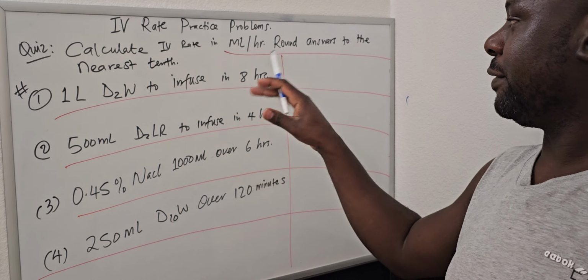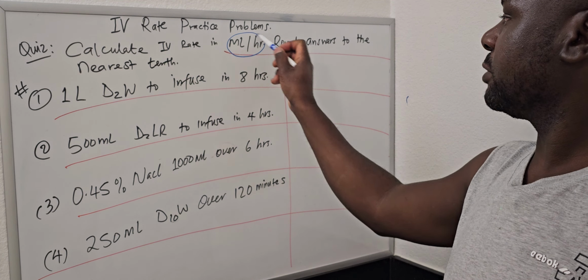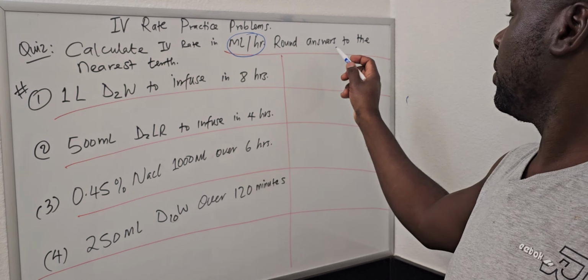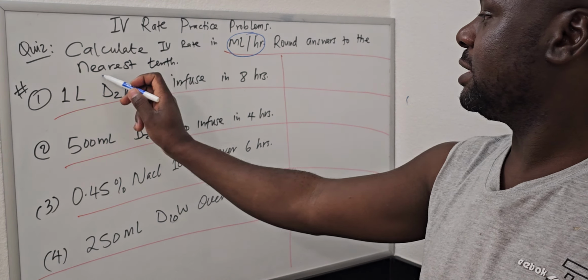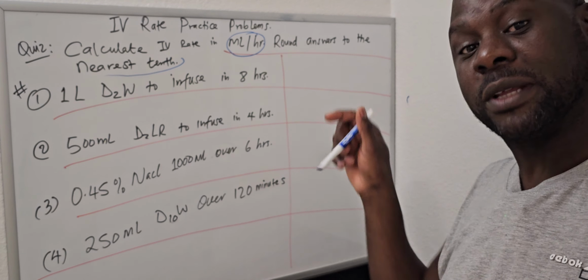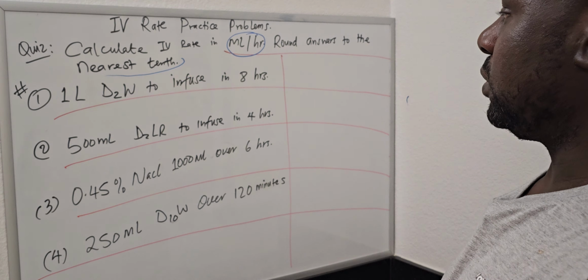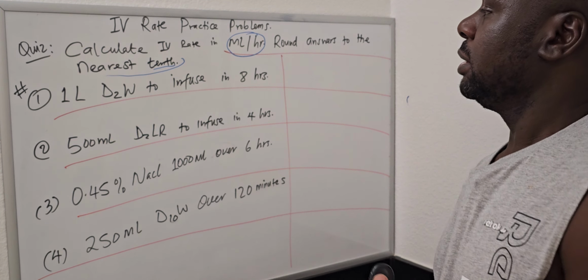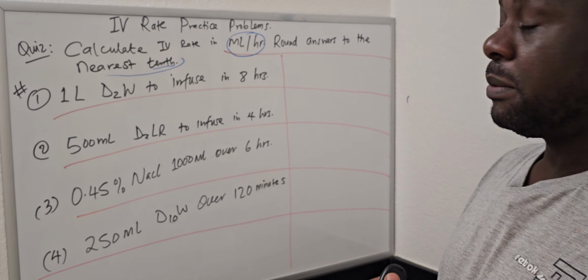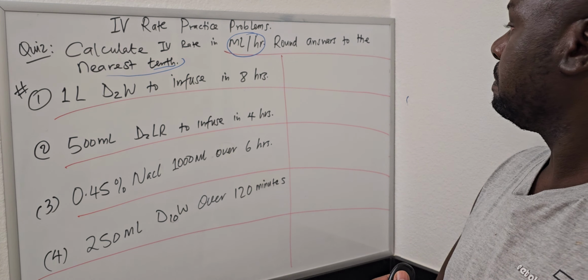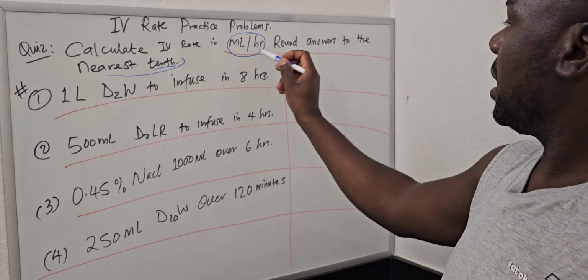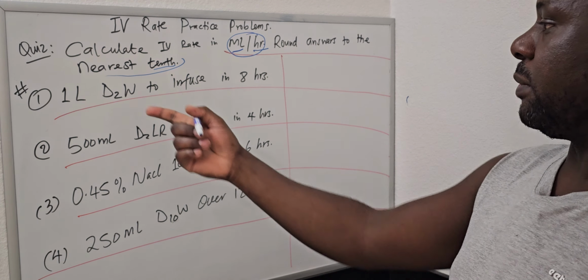But I want you to note one of the things. Always pay attention to your units. They want your answers to the nearest tenth. In case you get decimal places, they want you to round off to the nearest tenth, basically one decimal place. They want your answers to be in hours and in milliliters. So let's start from number one.